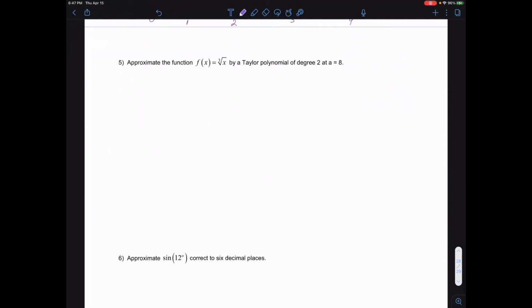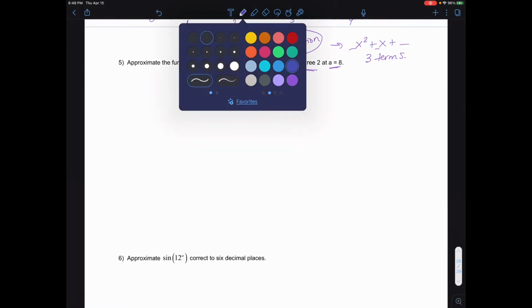Let's look at another Taylor series here. This one says approximate the function f of x equals the cube root of x by a Taylor polynomial of degree 2 at a equals 8. When they're asking for a Taylor polynomial, they don't want the series summation notation. They're asking for a polynomial of degree 2, like x squared plus x plus some constant, maybe some numbers out in front. Ours will probably look backwards: a constant, an x, and an x squared. So it looks like I'm going to need the first 3 terms. But we still want to develop how to find that series.